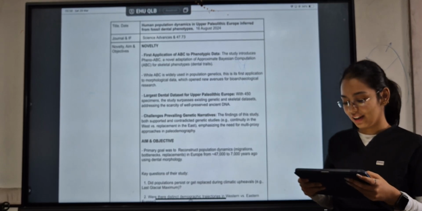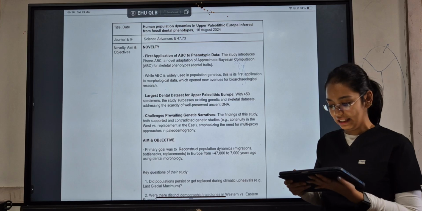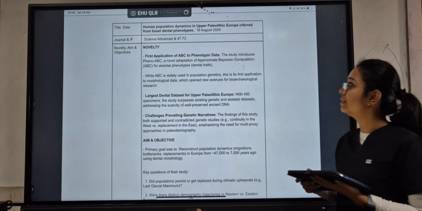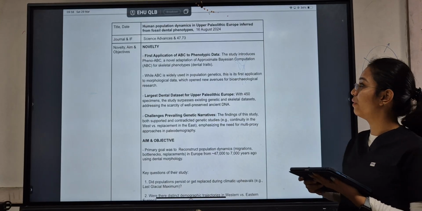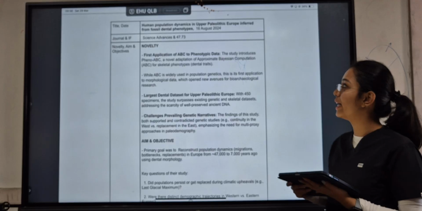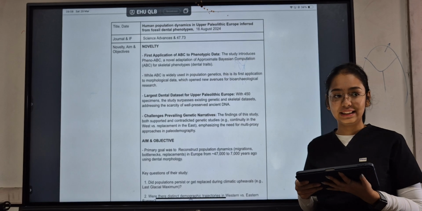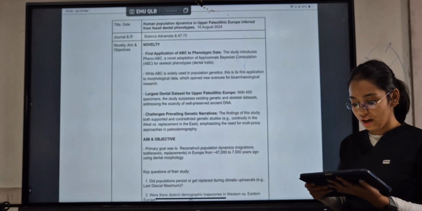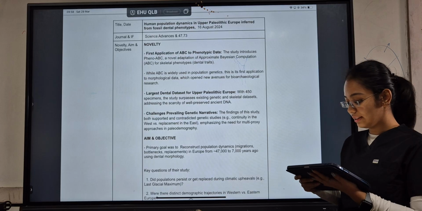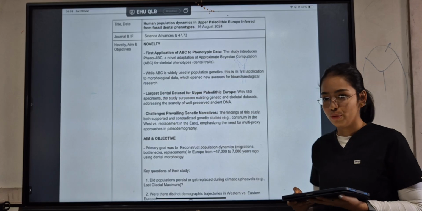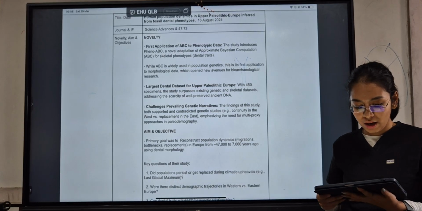So I will be discussing the paper titled Human Population Dynamics in Upper Paleolithic Europe Inferred from Fossil Dental Phenotypes. This article was published on 16th August 2024. The journal was Science Advances and it has an impact factor of 47.73.